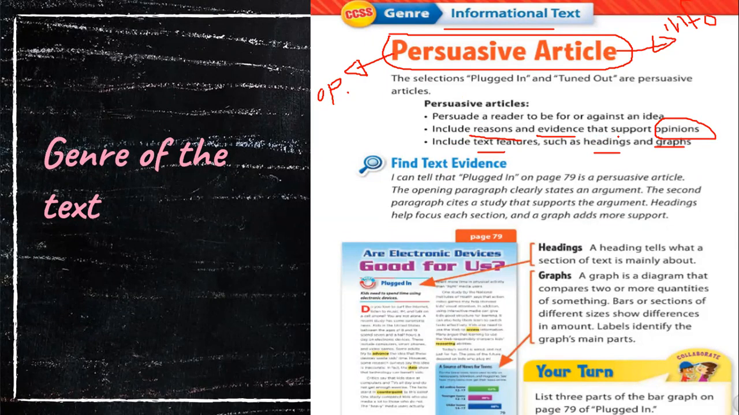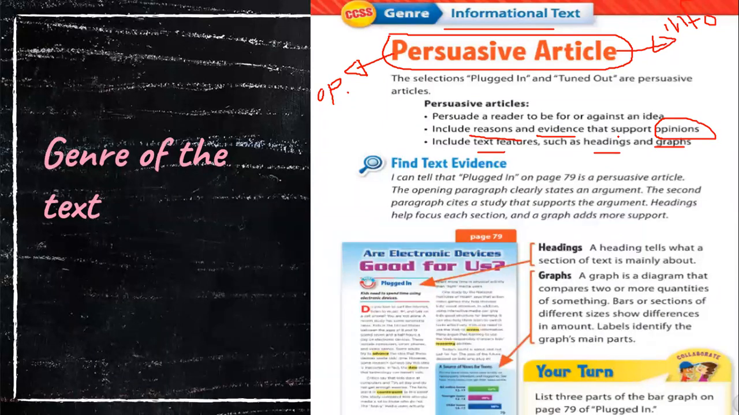Okay, guys? So here we have a persuasive article in an informational text. As I said at the beginning, informational text is when the text is giving us information. But whenever you find the writer giving his opinion and he is against or with something, then this is a persuasive article.